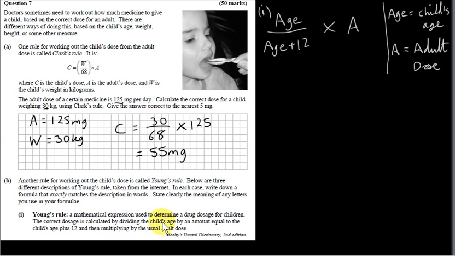Again, we divide the child's age, which I'm just calling age, by an amount. So we divide, put it over an amount equal to the child's age plus 12. So we just write that as age plus 12. And then we multiply by the usual adult dose. Now presumably we multiply all of this fraction by capital A, where this capital A stands for adult dose. You know, there's quite a difference between multiplying the entire fraction by A or multiplying the denominator by A. Most likely we multiply the entire fraction by A when it says then multiply by the usual adult dose.